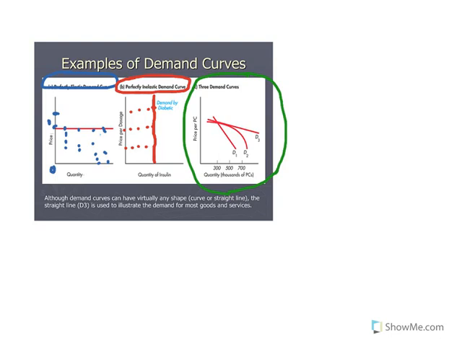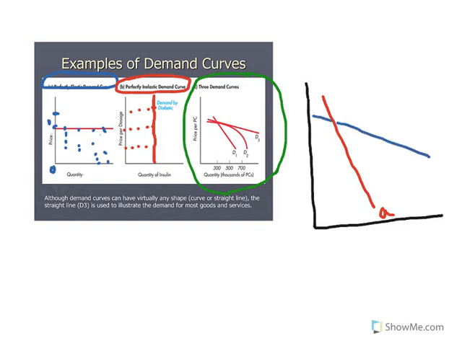So let's say, for example, that I have two different demand curves. I have demand curve A, which is a fairly steep curve, and I have demand curve B, which is not as steep.